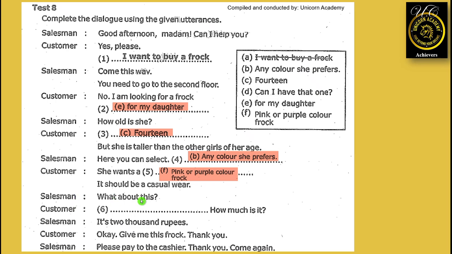Salesman: What about this? Customer: Can I have that one? How much is it? Salesman: It's 2000 rupees. Customer: Okay, give me this frock. Thank you. Salesman: Please pay to the cashier. Thank you. Come again.